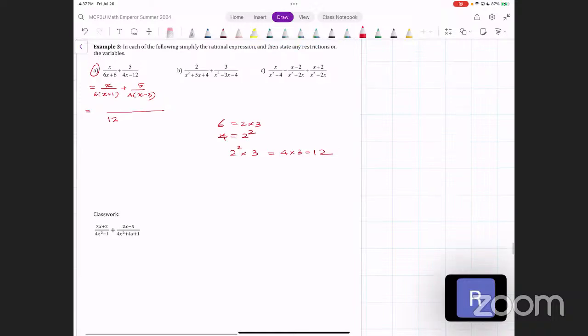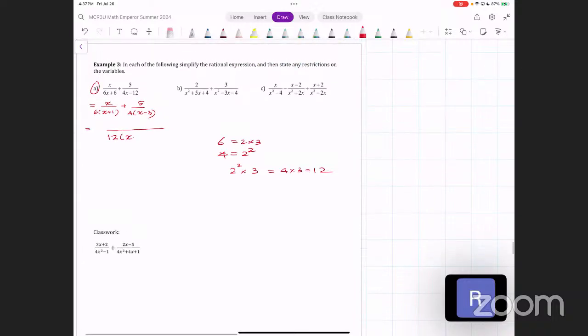Now, we got x plus 1 in one place. We don't have x plus 1 in the other place. So we take x plus 1. We got x minus 3. Are you guys following that?